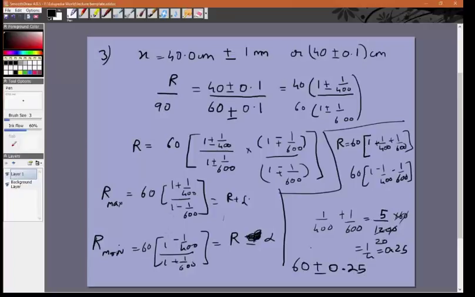You could have actually just tried to get the values and do it as well. I just manipulated it a little bit so I would not have to calculate the values. But even then the answer would come out to be this thing. Basically the point is 40 plus minus 0.1. If you take 40.1, then this will be 59.9 and the answer will be 60 plus 0.25. If you take 40 minus 0.1, then this will be 60 plus 0.1 and the answer will be 60 minus 0.25. So the answer in this case is option C.